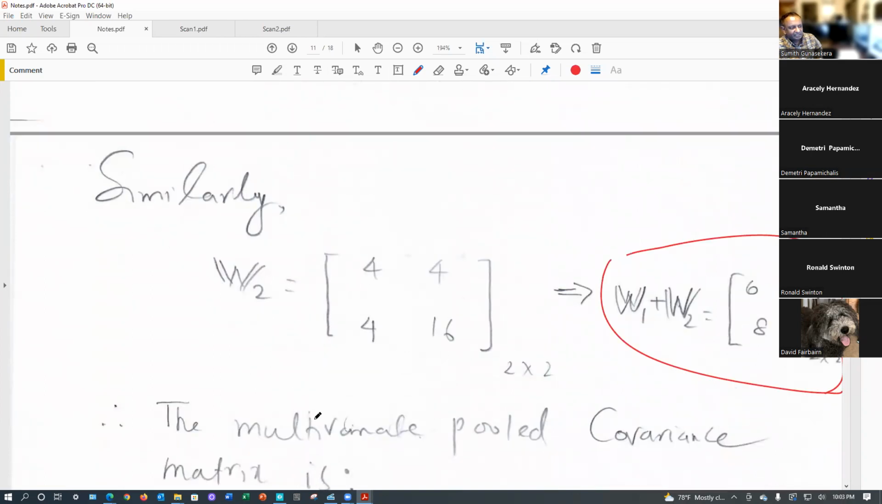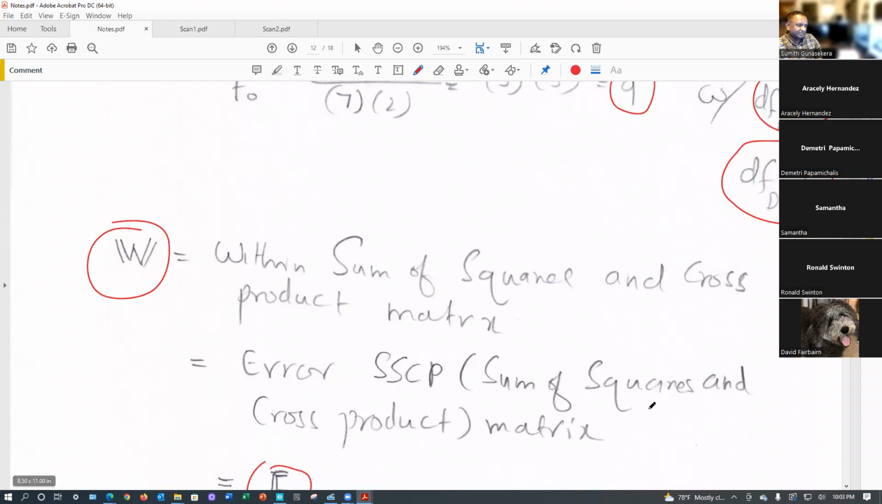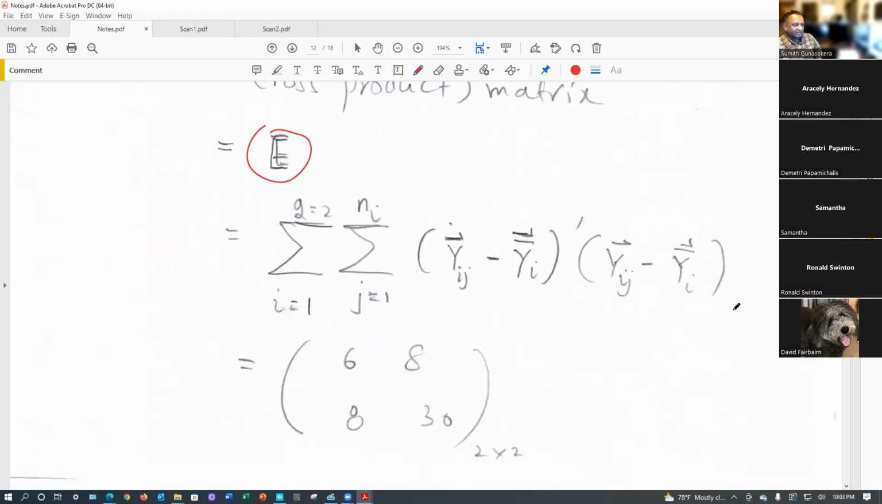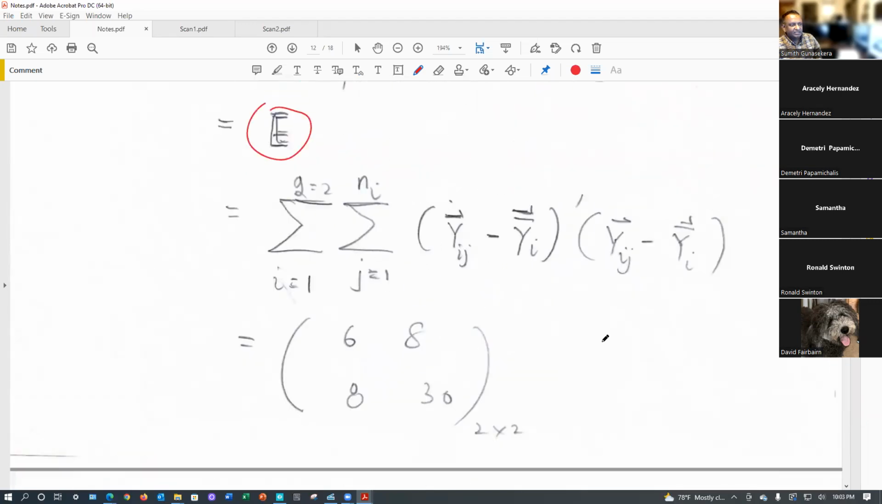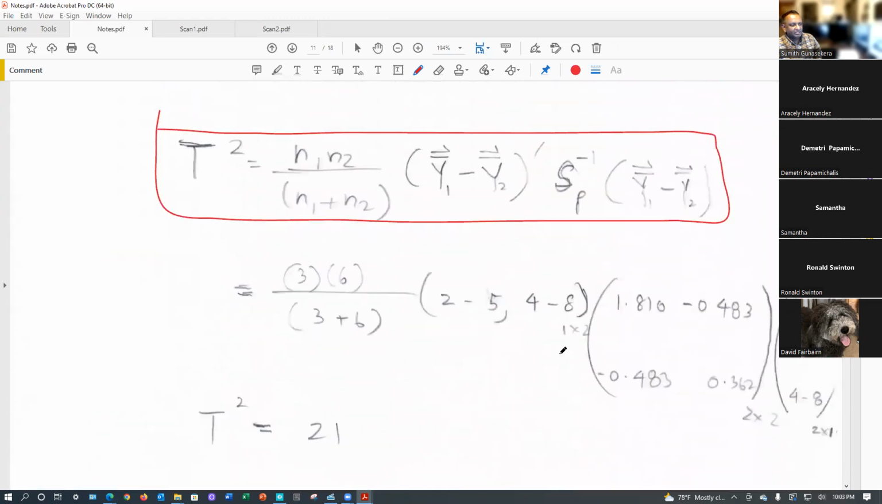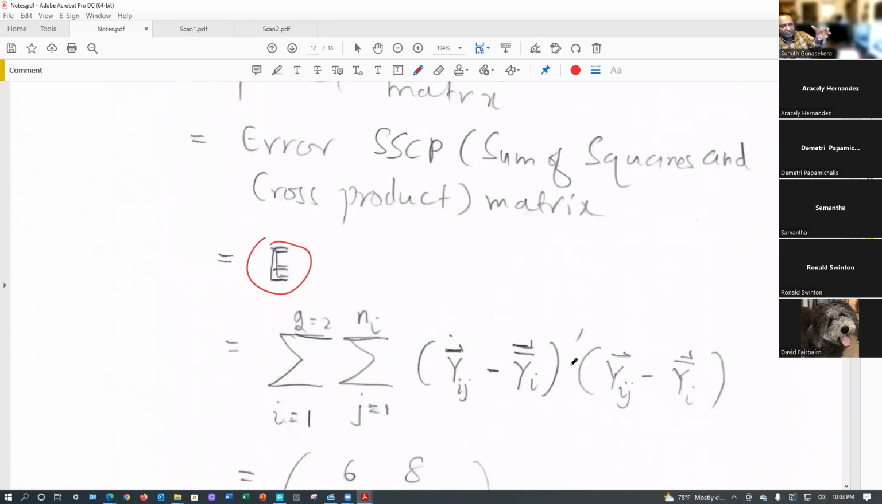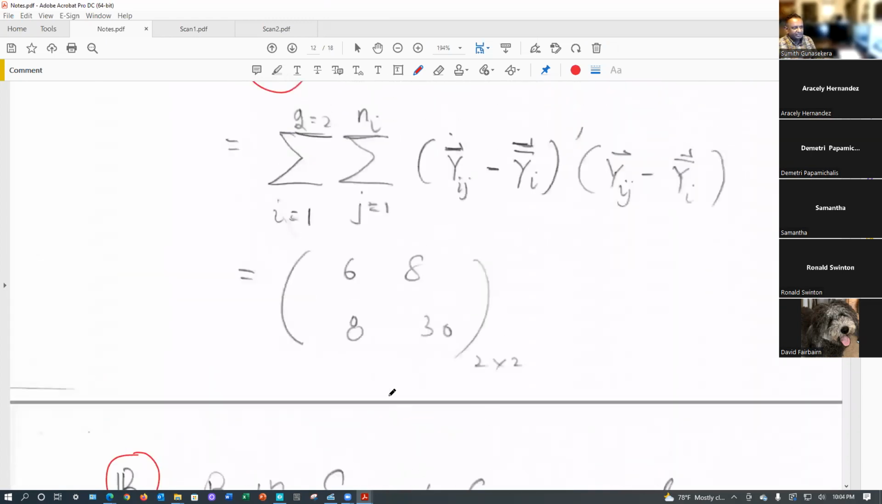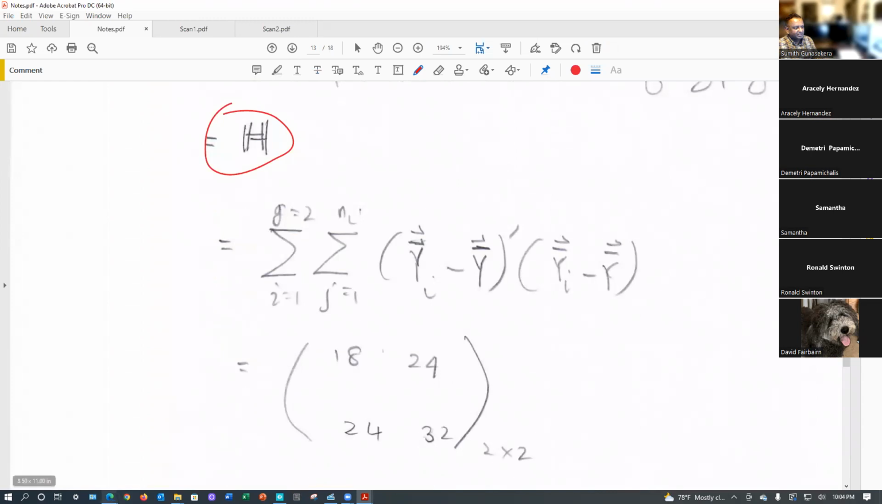For the error, it's nothing but the within or error sum of squares and cross product, which is W or E, which we get through this formula. Oh, we have already done that. In one shot, you can get this rather than going through this route piece by piece, if you're really good with matrices, but you don't have to. I'm trying to say that whatever you see over there, the theoretical background is what I'm exposing over here. See this one, 6, 8, 8, 30. And how about H, 18, 24, 24, 30.